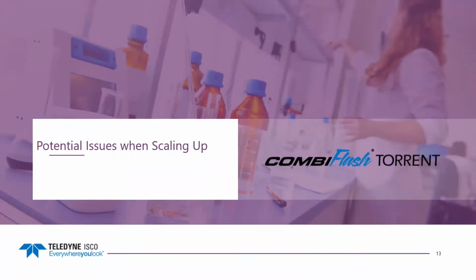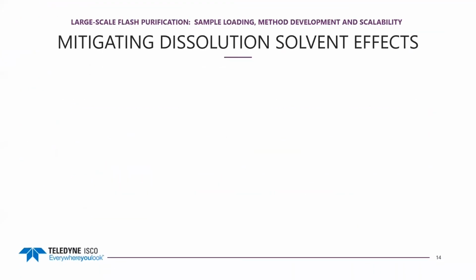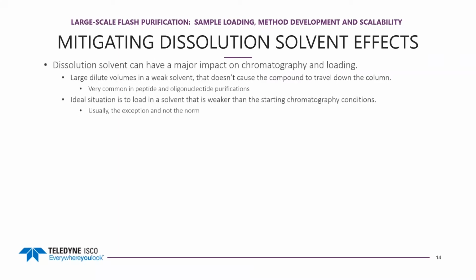So what kind of potential issues should we be concerned about when scaling up? I think one of the bigger things is that as we scale up, we obviously increase our injection volume, and we should be aware of the solvent effects for injection. The dissolution solvent can have a major impact on your chromatography. We've found that doing large dilute volumes in a weak solvent doesn't cause the compound to travel down the column. It kind of sits on top there.